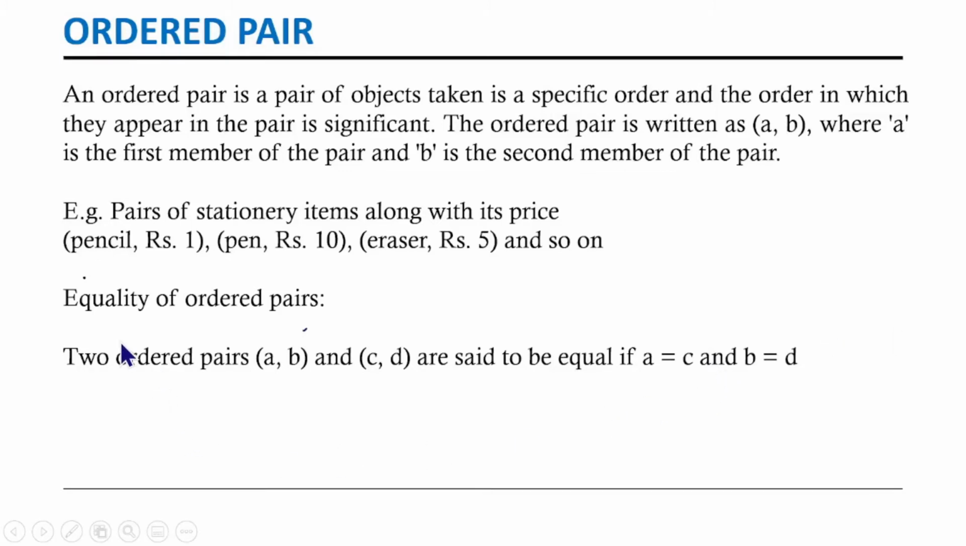Now next, coming to equality of ordered pairs. When can we say that two ordered pairs are equal? Two ordered pairs (a, b) and (c, d) are said to be equal if a equals c and b equals d. That is, we can say the ordered pair (a, b) is equal to the ordered pair (c, d) if and only if a equals c and b equals d.